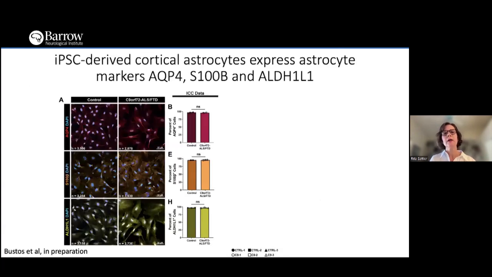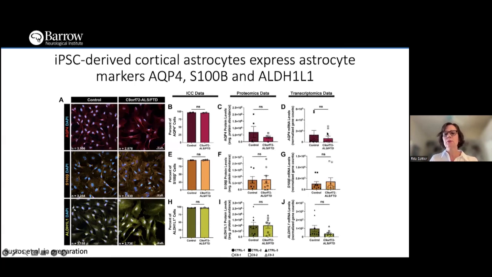Do these cells make typical astrocytic markers? She looked for many of them. Here's an example of aquaporin-4, S100 beta, and ALDH1L1. Again, she started with immunocytochemistry, and she looked for the expression of these markers. There was no difference between control and disease cortical astrocytes in regards to the expression of these markers. So both healthy control and diseased cell lines actually generate very typical brain astrocytes.